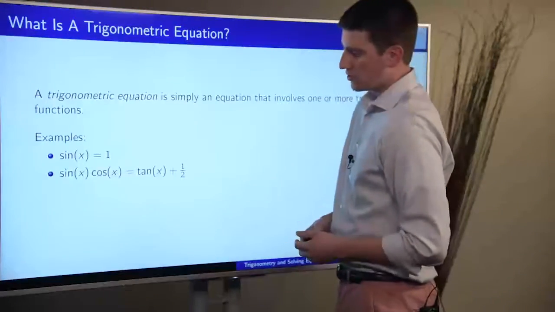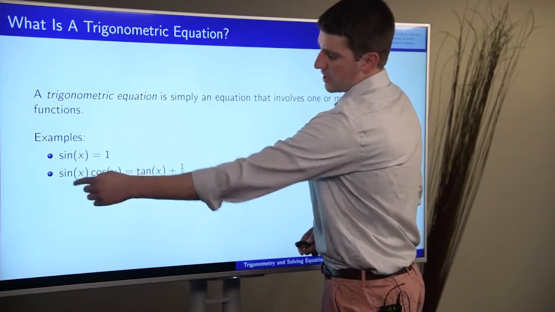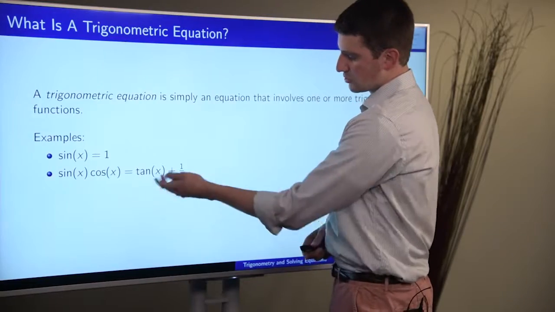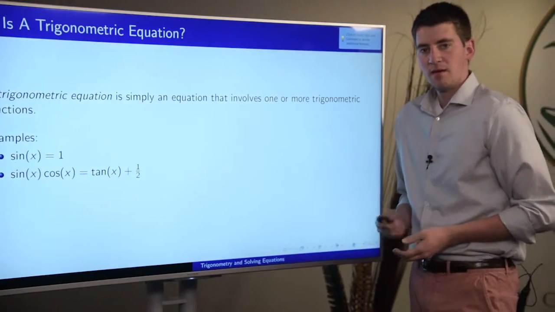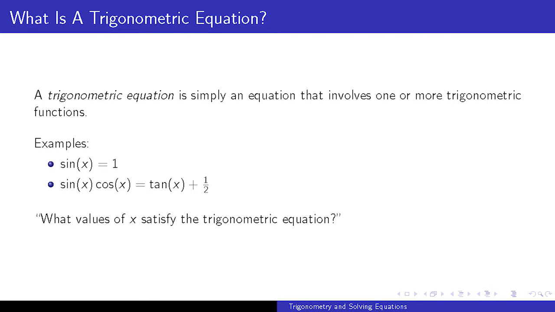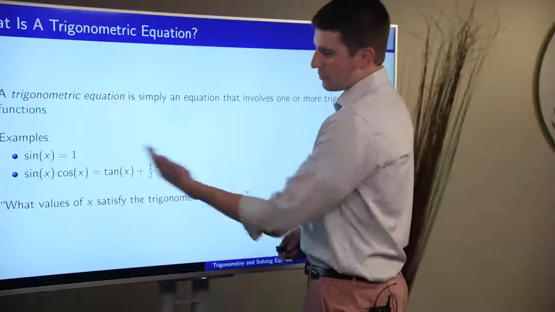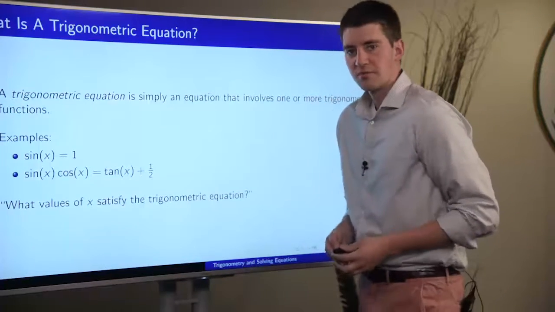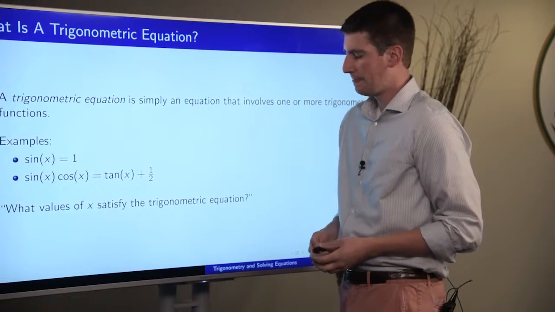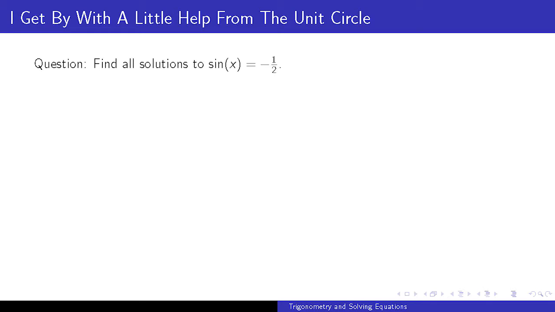Likewise, we can have more trig functions. Like here we have a sine and a cosine of x each, as well as a tangent, and these are all equal, so it's a trigonometric equation. And generally when we're messing with these, we're trying to answer the question, what values of x satisfy the equation? Certainly we could just try plugging in a value of x and see if it's equal, but we need a little more systematic way to go about this. So let's look at an example. Let's try to find all the solutions to sine of x equals -1/2.